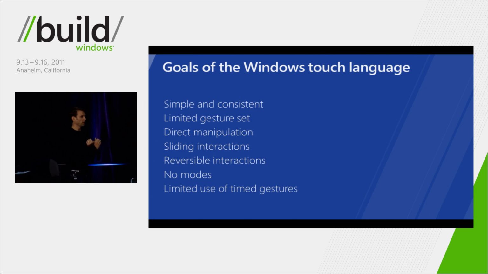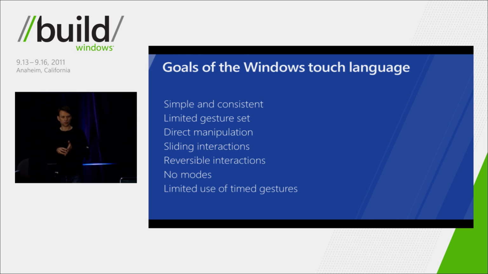So first of all, the touch language has to be simple and consistent, because once users learn it, they can apply it across the system. Also, we want to use a limited gesture set so it becomes easy to learn. Then we want to use direct manipulation, and JK just explained why that's a great thing to use. We learned from the research on postures and anatomy that sliding directions are great for touch-first interactions. And we also learned that reversible interactions provide more confidence to the user because they can always get out of an interaction if they want to.